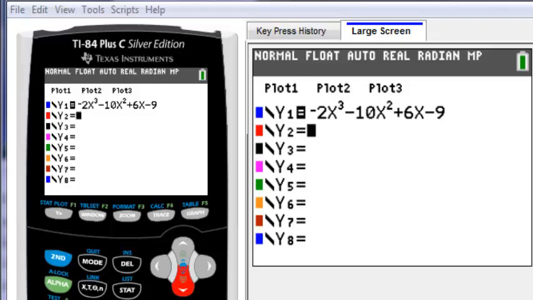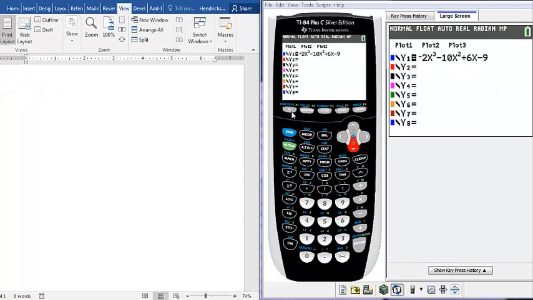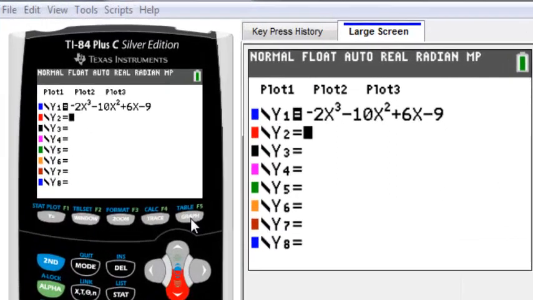So I have entered this polynomial, negative 2x cubed minus 10x squared plus 6x minus 9, in my equation editor, and I did that by pressing the y equals key. Pay particular attention that you use the correct negative sign to denote subtraction as well as a negative sign on a number. Because the negative 2 is a negative coefficient, I would want to use the negative sign to denote that. But when it's an operator between two expressions, I would use the subtraction sign. And I'm going to then graph that function.